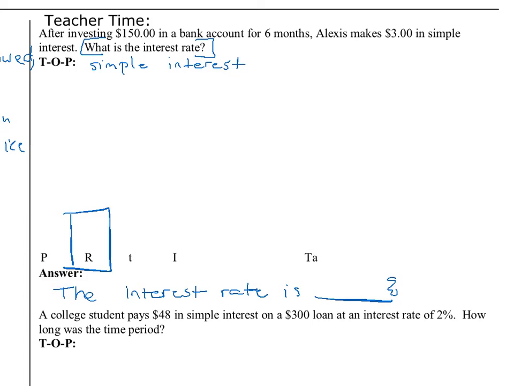Which means I need to figure out what information is given to me. So after investing $150, that means that's the principal, because the principal is always the amount that is invested, borrowed, loaned, or charged on a credit card. It says it's in the bank account for 6 months. That's my time. But what did I say was true about time? It always has to be in years.